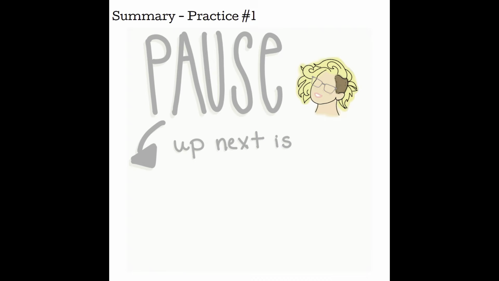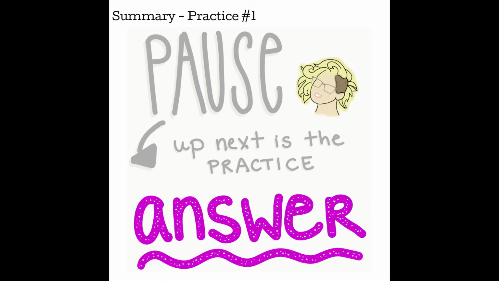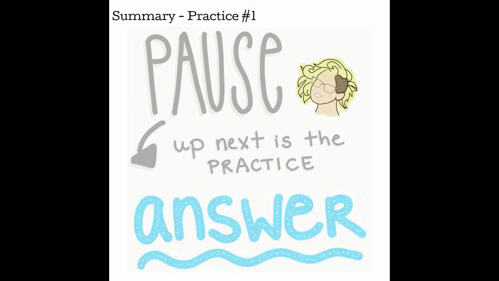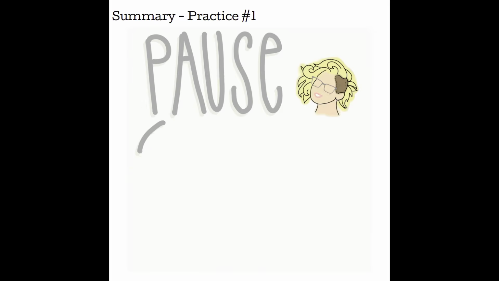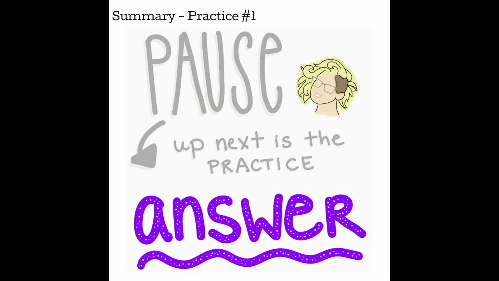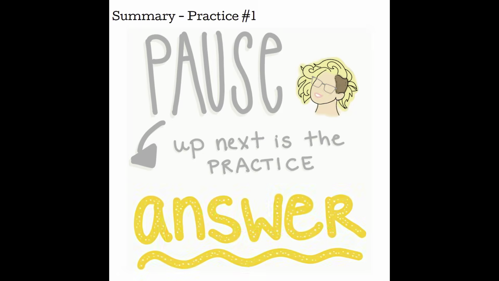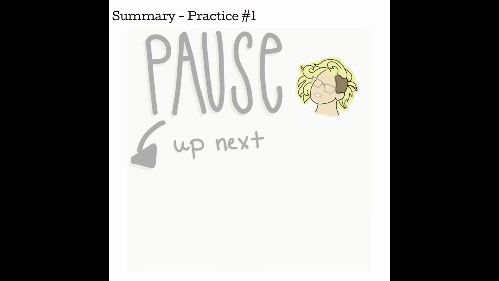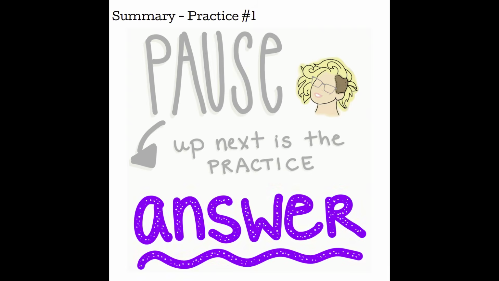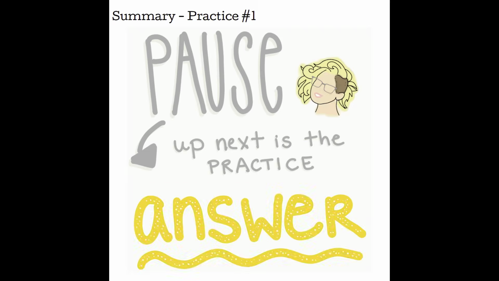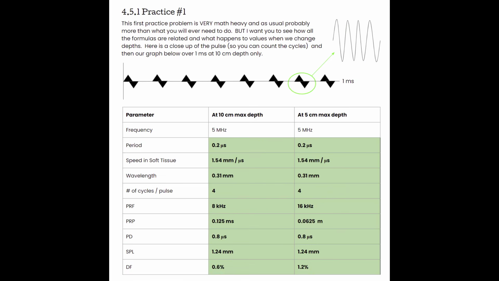Now this practice number 1 is kind of a tricky one, and that's because we are figuring out pulse duration, PRP, PRF, frequency, propagation speed. We're going over all the concepts that we've talked about in the last couple units and putting them all together based on knowing the frequency of the transducer and a picture of the pulse. So see what you can get through on your own, and then unpause the video and let's double check your answers. And here are the answers to practice number 1.